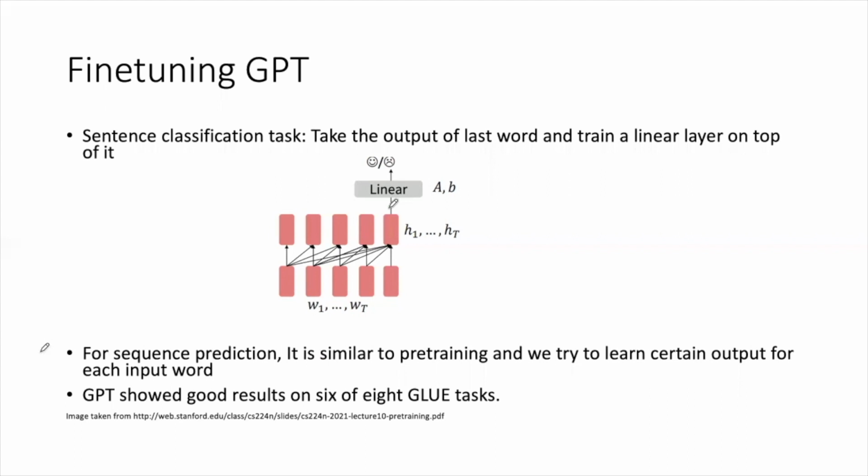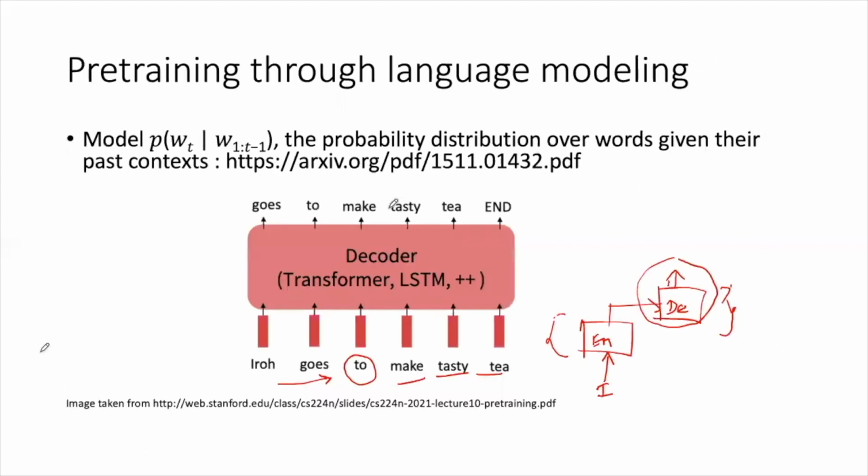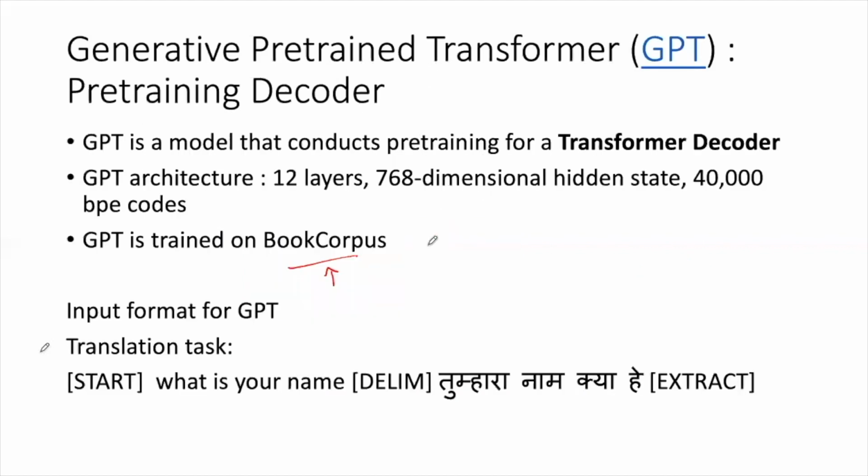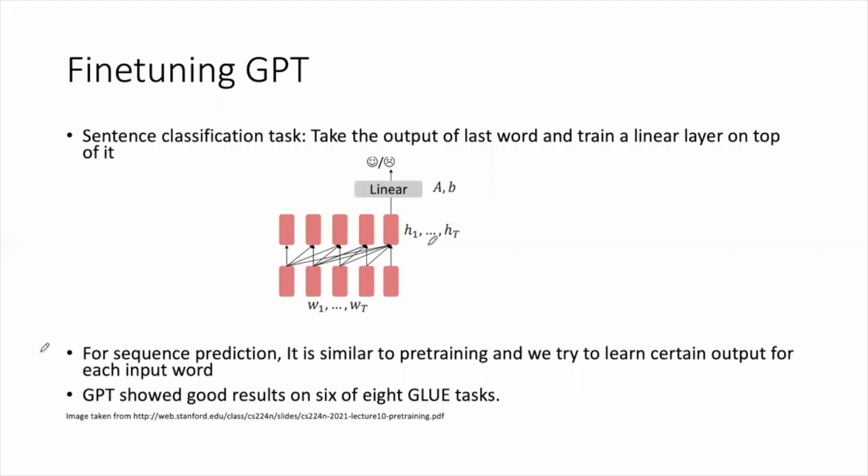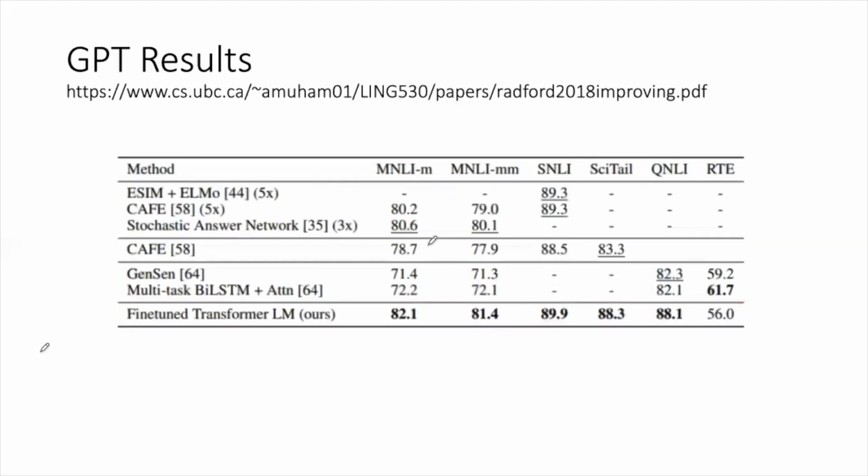If you want to use the pre-trained GPT for sequence prediction itself, then that will be similar to what we have done in the pre-training itself. In pre-training also we have an input sentence and we try to predict an output sentence. Similarly, when you are doing the fine-tuning on a sequence prediction task, it will be a similar procedure. With the help of this fine-tuning on GPT models, good results were achieved on 6 out of 8 tasks. These are the results for the pre-trained GPT model.